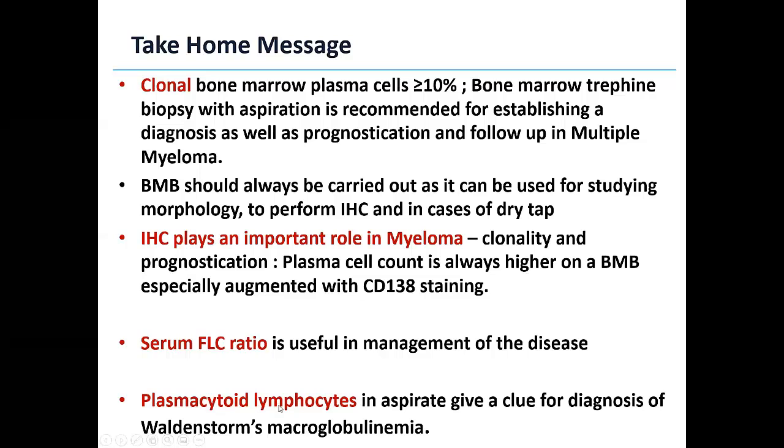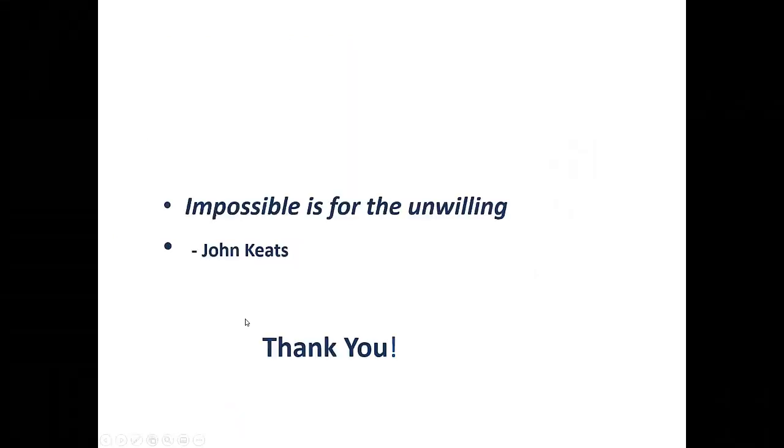The plasmacytoid lymphocytes in an aspirate give a clue to the diagnosis of Waldenstrom's macroglobulinemia. That is very, very important on morphology. Then we think on the lines of Waldenstrom, and on the bone marrow biopsy or bone marrow aspirate, we can get immunohistochemistry or flow cytometry done and confirm the diagnosis of Waldenstrom macroglobulinemia. Thank you very much.